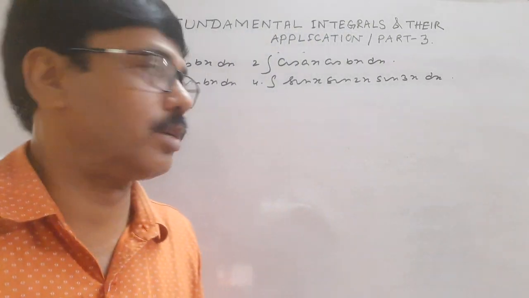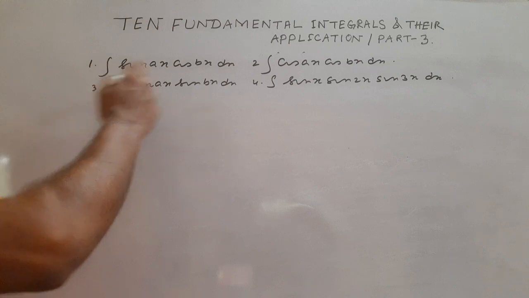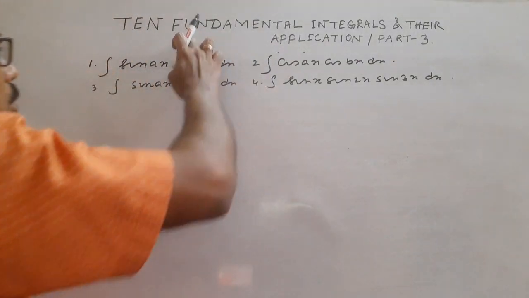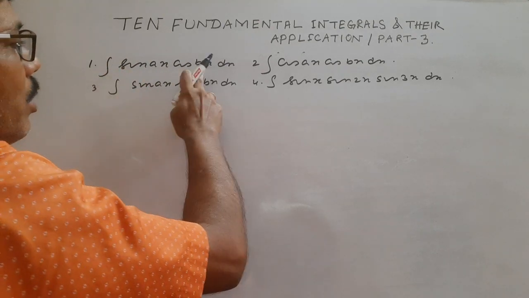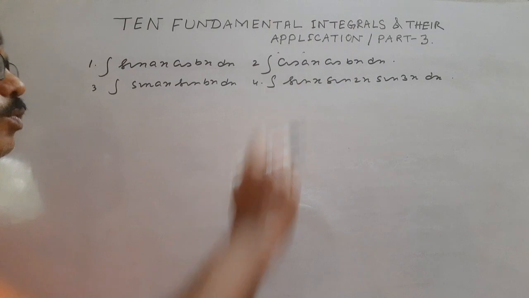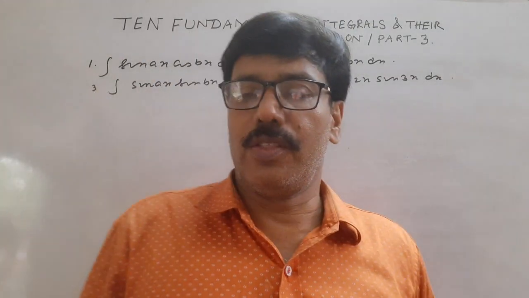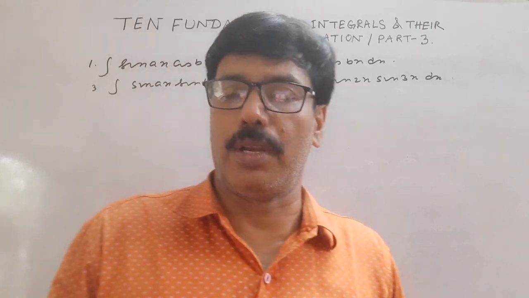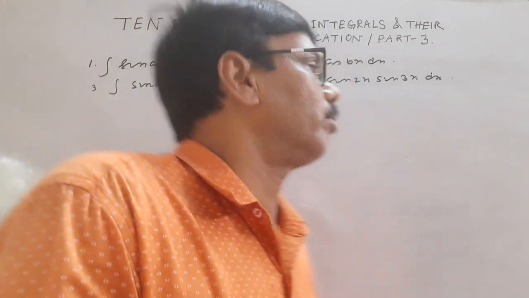Now consider 1, 2, 3, 4. They are of the same type. So they are given in product form. You have to use 2 sin a cos b, 2 cos a cos b, 2 sin a sin b, and this is a product of 3 sines. They are of the same type. Express it in terms of multiple angles in plus form.